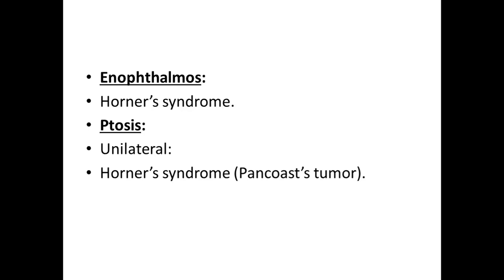Then we have to examine the face as a general examination. In the eye, we check for pallor: ask the patient to look upward and check for the pallor. For jaundice, ask the patient to look downward and check for the jaundice. Check for Horner syndrome: unilateral ptosis, miosis, and enophthalmos. This is very important in case of a Pancoast tumor or right upper lobe mass.